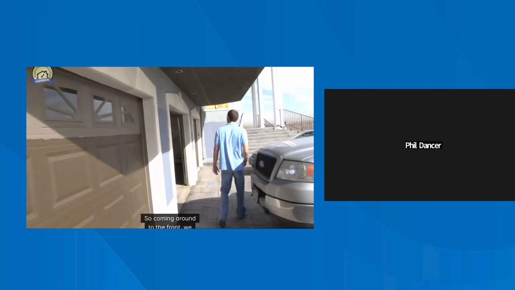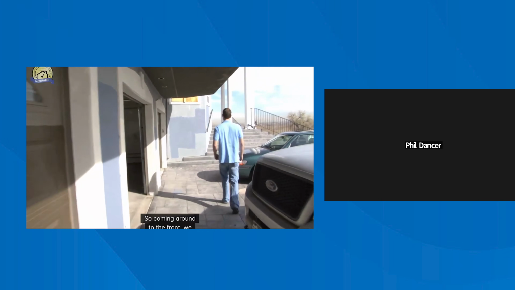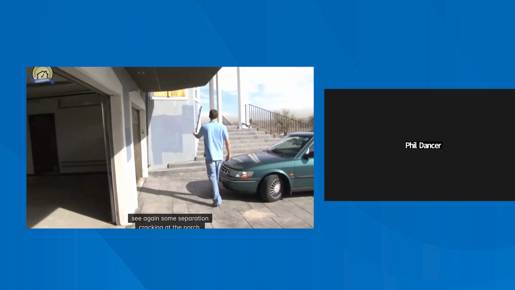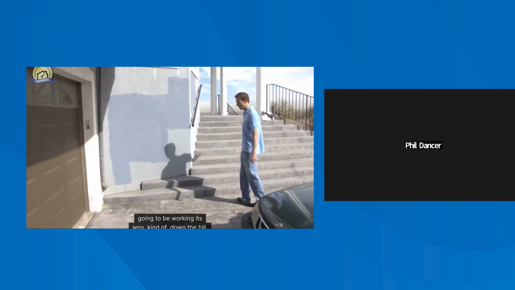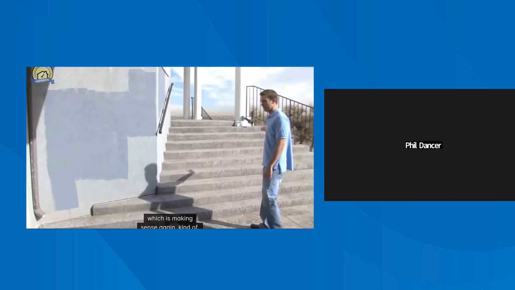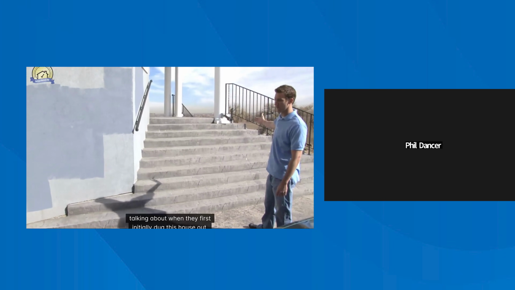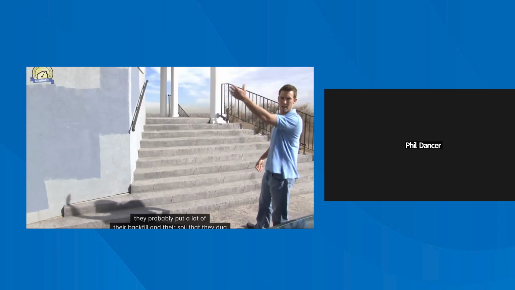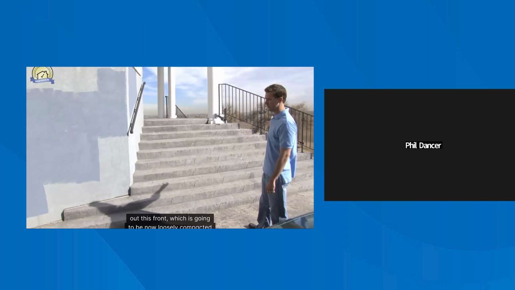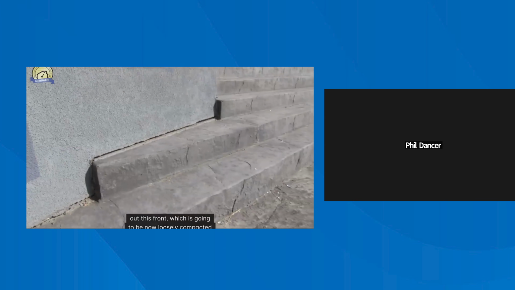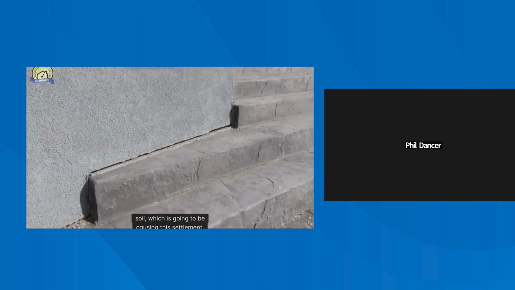So coming around to the front, we see, again, some separation cracking of the porch. This is suggesting that the front porch is obviously working its way kind of down the hill, which makes sense. When they first initially dug this house out, they probably put a lot of their backfill and the soil that they dug out of the hill out to level out this front, which is now loosely compacted soil, which is going to be causing this settlement.